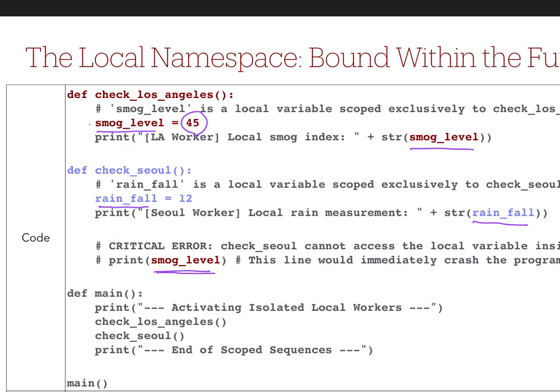And please note that all these examples, the smoke level, rainfall, or all the variables which were local, were all immutable type variables. Okay? So far, the integer type or float type or the text strings, they are all immutable type variables.